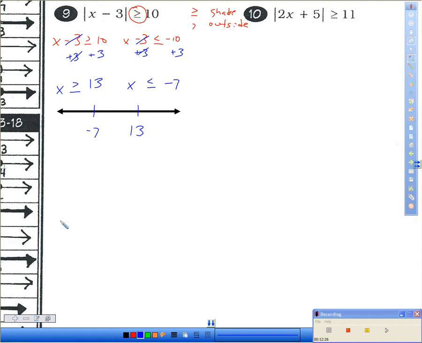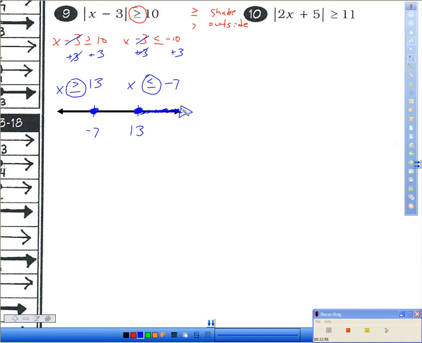We will plot points on there, and those depend on what type of sign we have here. In this case, these are greater than or equal to and less than or equal to, so we're going to have a shaded in or filled in dot because negative 7 and 13 are included in that set of numbers. Since we have greater than or equal to, we're going to shade outside those dots.